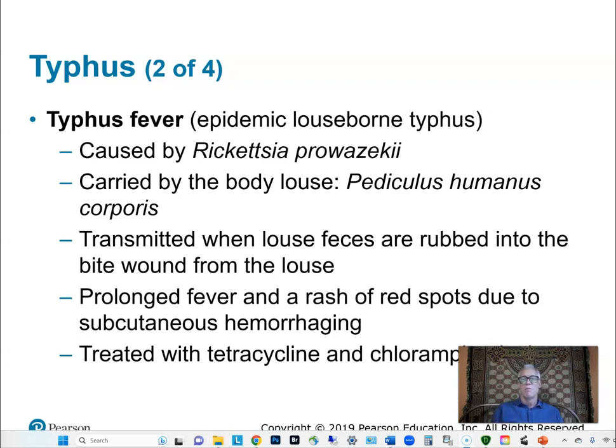The louse bites, and the feces are then rubbed into the bite wound, and that's what inoculates the human. It causes prolonged fever and rash of red spots because of the hemorrhaging. Treated with tetracycline and chloramphenicol. You may remember that when we talked about antibiotics, those are two that can penetrate down into cells and go in after those things.